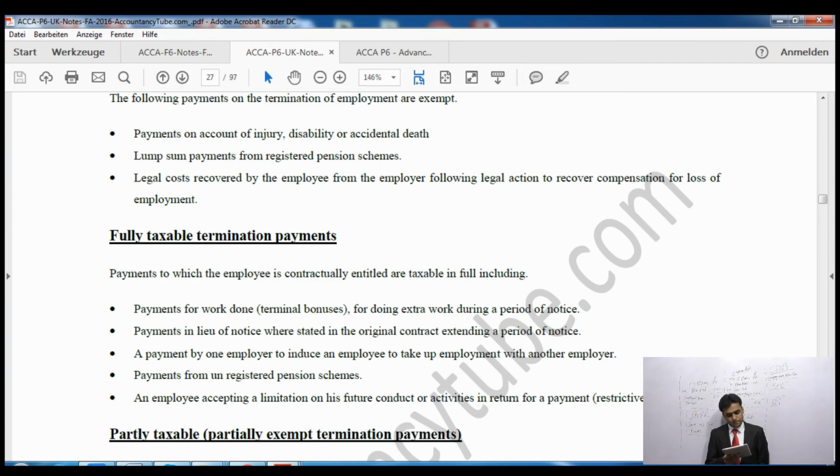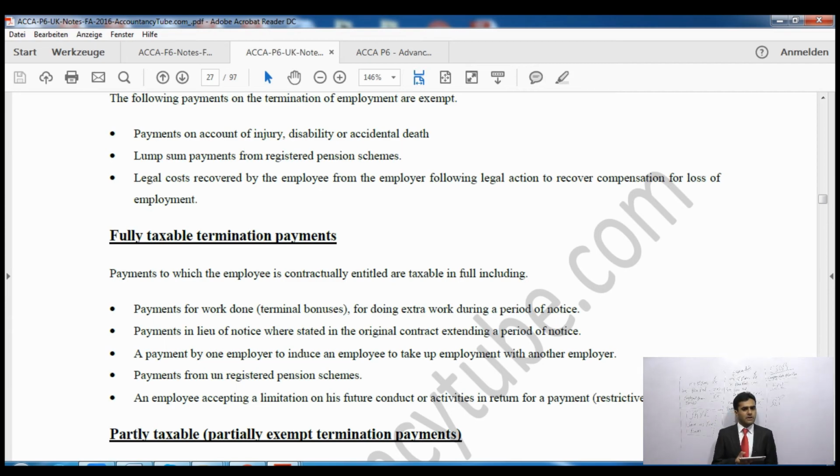Then it says payment from registered pension schemes, payment from unregistered pension schemes, and that will be fully taxable. An employee accepting a limitation on his future contract or activities in return for a payment, which are known as restrictive covenants. If you're being paid for that, that will also be fully taxable.